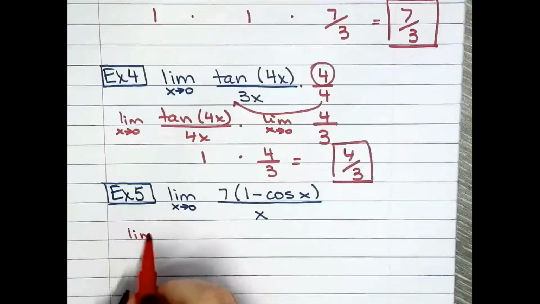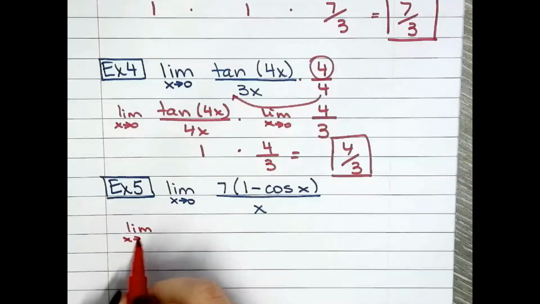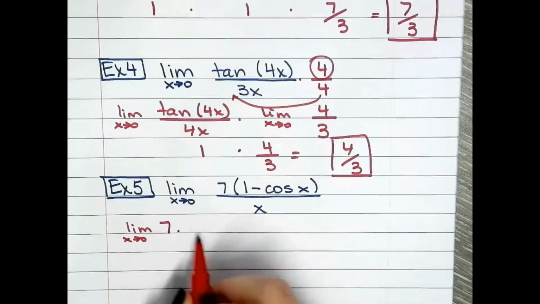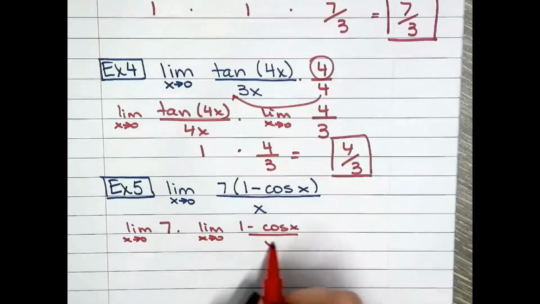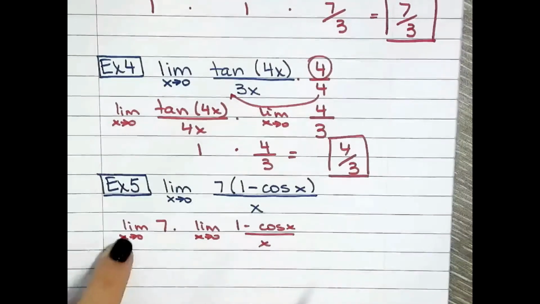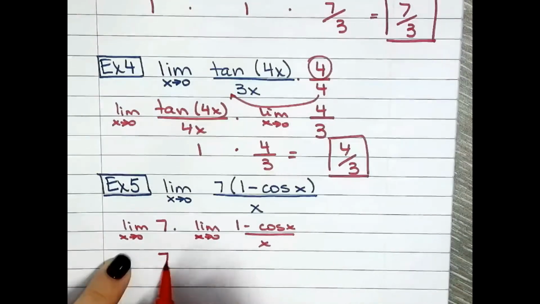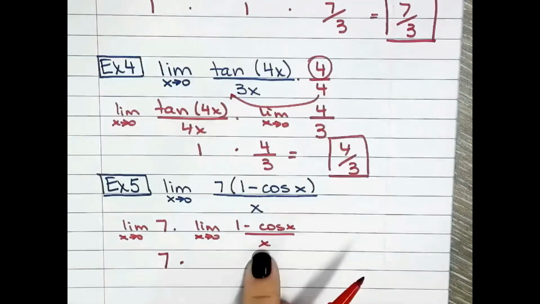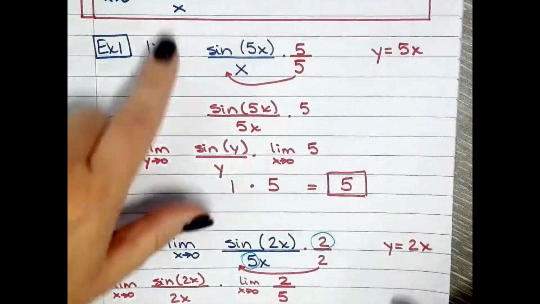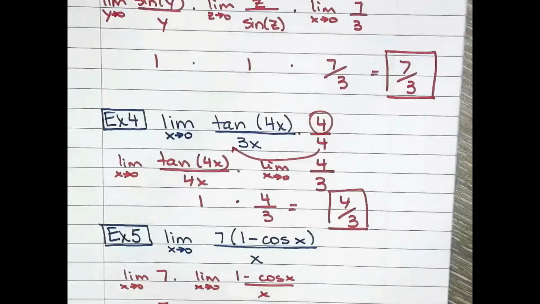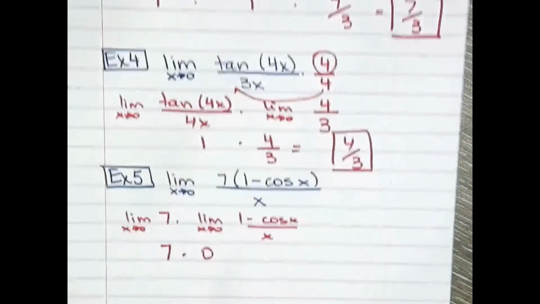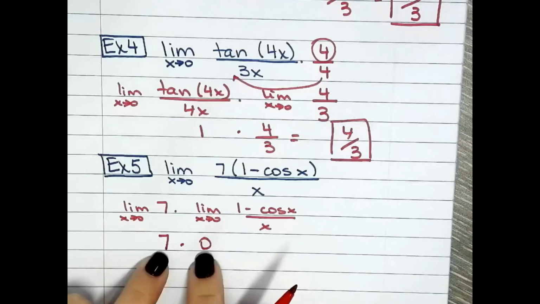Well, I have the limit as x approaches 0 of 7 times the limit as x approaches 0 of 1 minus cosine of x over x. Okay? The limit of a constant is the constant, so 7. The limit of this, I ripped my paper, it is 0. You're like, 0 is not good. Yeah, it depends. 7 times 0, that's 0.